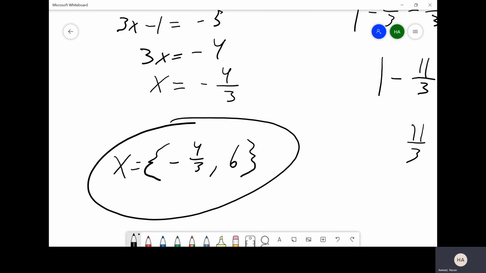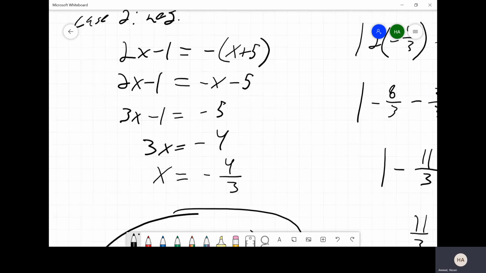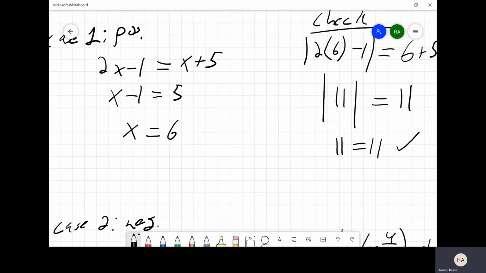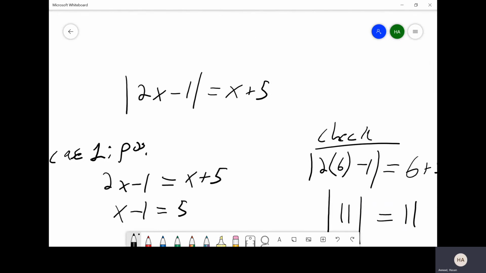Okay? All right. So once again, to recap, really the biggest thing here is understanding that even though we have our same variable over on the right-hand side, it doesn't change what we're doing at all. The idea is exactly the same. We break it into two different equations. One where the side without the absolute value is positive, and one where the side without the absolute value is negative, right?